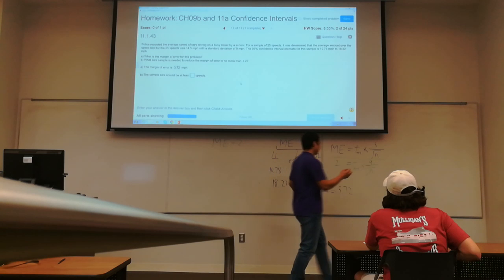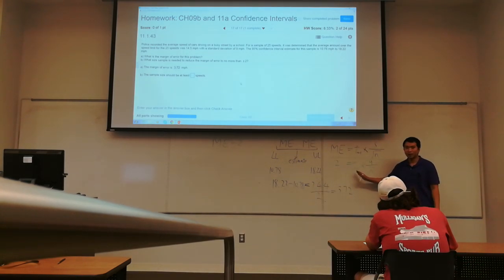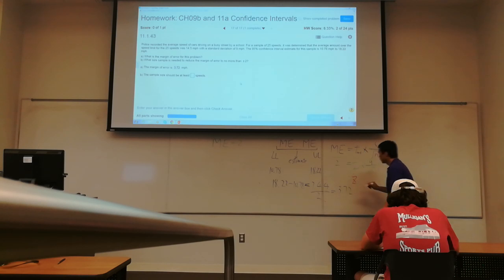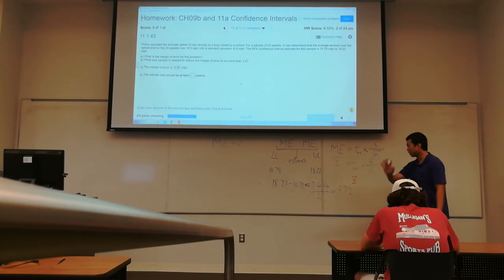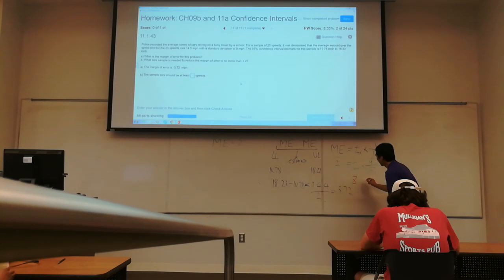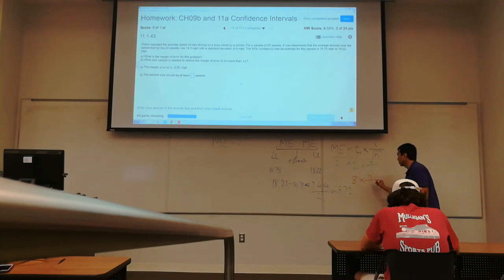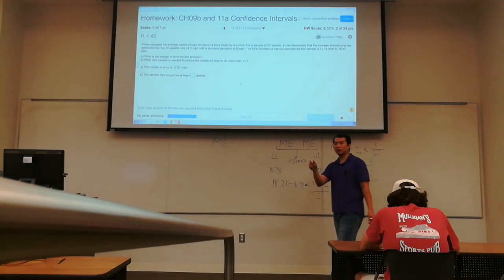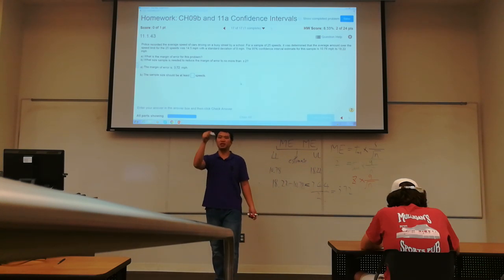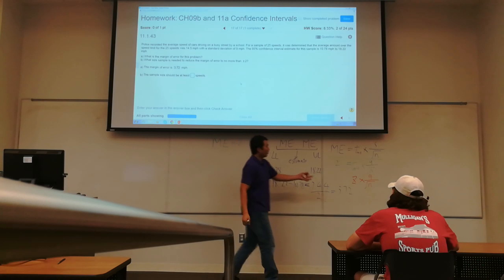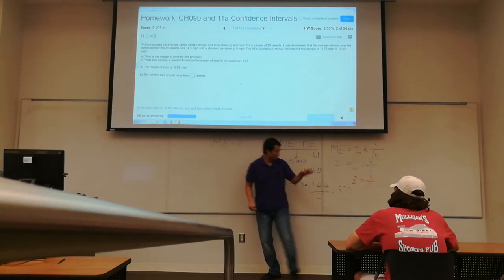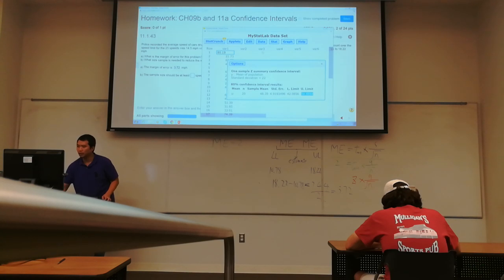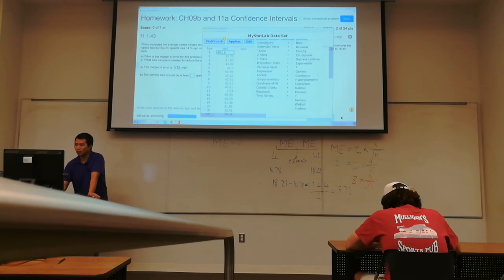In that case, let's get rid of this one. Instead of using t, let's use z. If we do not have a sample size, let's use z. So still z times the sample standard deviation over square root of n. So we know z follows a standard normal distribution, which means the mean is 0, standard deviation is 1. So we can find the critical value of z. So how do we get the z? Let me use that one. You open the calculator.